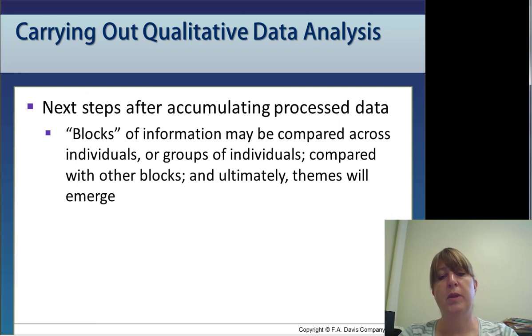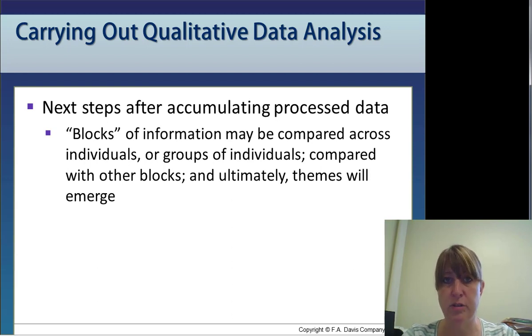So after you accumulate the processed data, the blocks of information or the units of information can be compared across individuals or groups of individuals or other units of data, and ultimately you're going to get themes. And I talked about themes before. Codes and memos together lead to themes. You're going to code and memo your data units or your blocks. So it's all a way to break down the data, and codes lead to themes, and themes are those things that come out of the data that you've learned. So themes are what you report on.